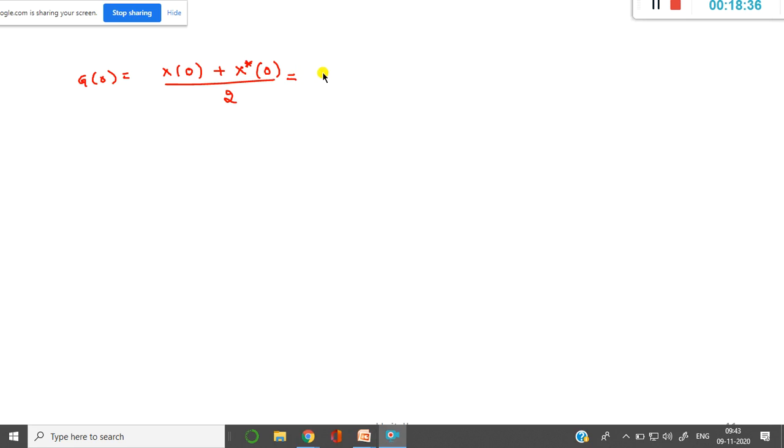What is the value of x of 0? So x of 0 is 4 plus 6j, right? 4 plus 6j plus its conjugate 4 minus 6j, divided by 2. So plus 6j and minus 6j cancel out here. So this is 4 plus 4, 8, divided by 2, and the first signal, that is g of 0, is equal to 4. Now calculate g of 1 in the same way.